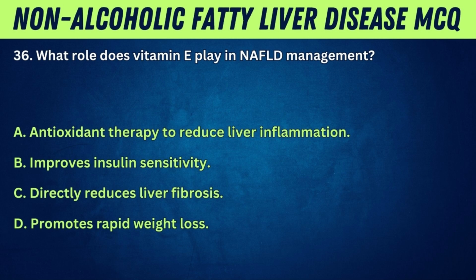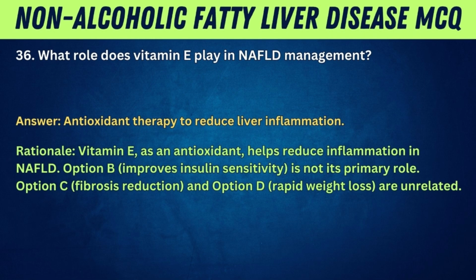36. What role does vitamin E play in NAFLD management? A. Antioxidant therapy to reduce liver inflammation. B. Improves insulin sensitivity. C. Directly reduces liver fibrosis. D. Promotes rapid weight loss. Answer: antioxidant therapy to reduce liver inflammation. Rationale: vitamin E, as an antioxidant, helps reduce inflammation in NAFLD. Option B, improves insulin sensitivity, is not its primary role. Option C, fibrosis reduction, and Option D, rapid weight loss, are unrelated.